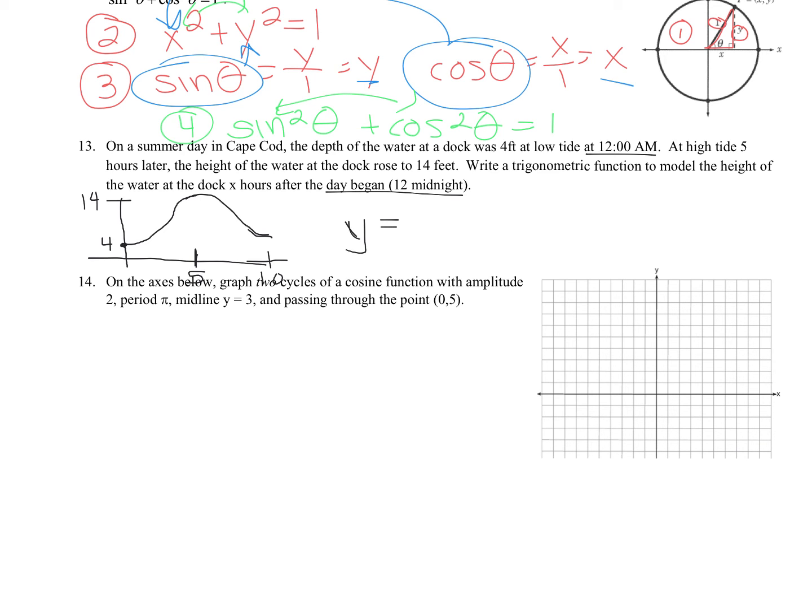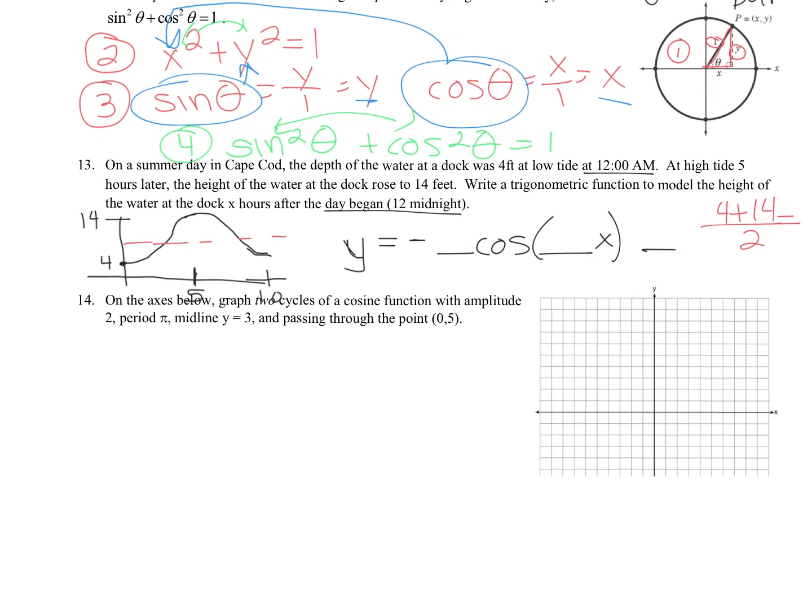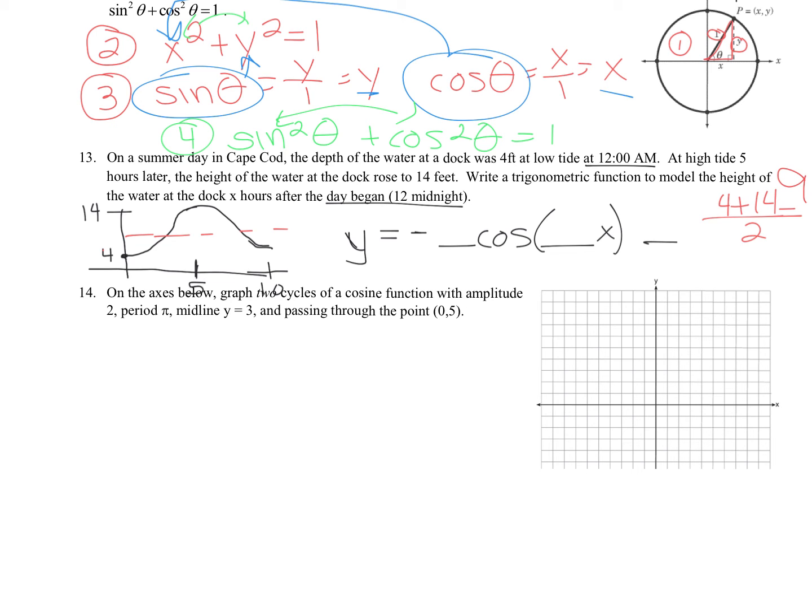They don't tell me to use f of x or anything like that, so I'm just going to use y equals. So we need negative cosine. We're going to need something with the x, and we need a number that goes here. So these are my 3 spots to fill in. I usually like to start with a midline. So the number that's directly between 4 and 14, we could add them and divide by 2 if we think that's tricky to figure out, is 9. So that goes plus 9 here.